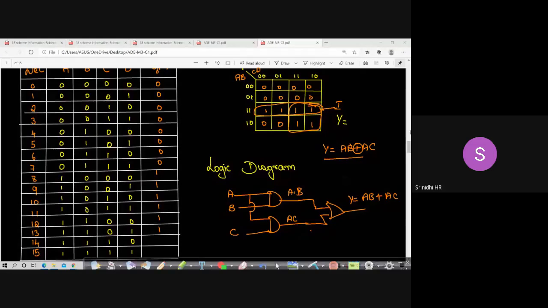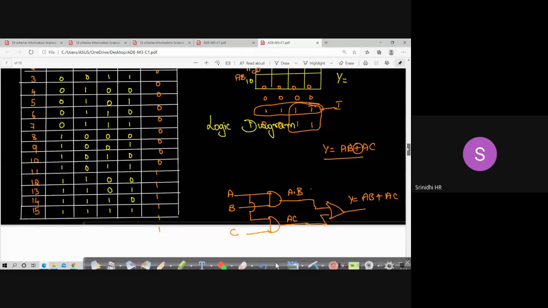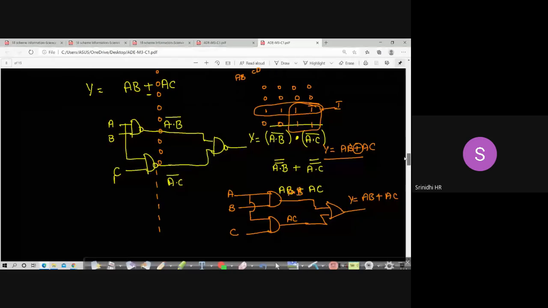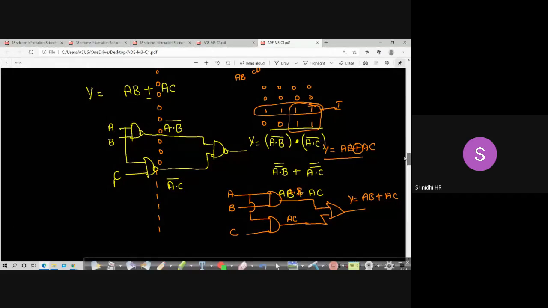Now let's consider another example. Here I have written AB and AC, so simplification can be done over here.